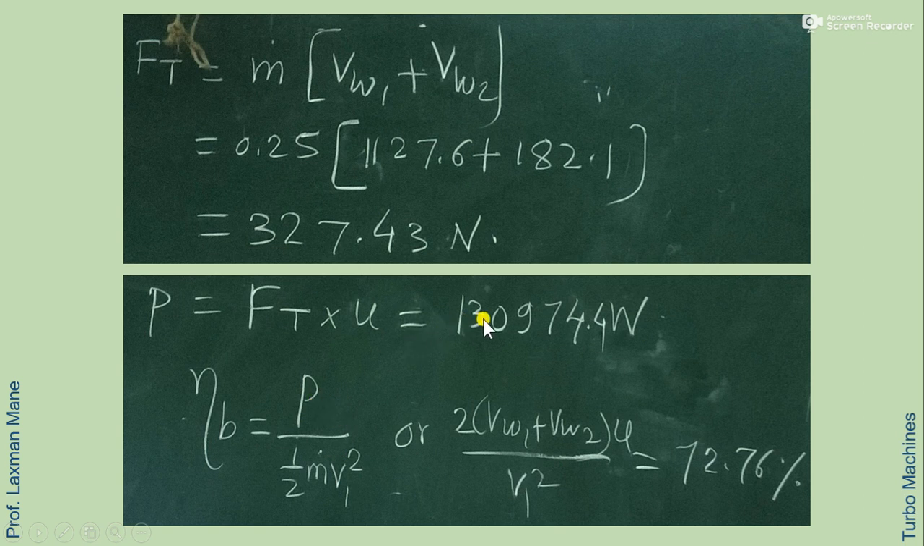So here already we have calculated power, that's why we can use this left side formula, because m dot and v1 square are calculated. So we get blade efficiency.